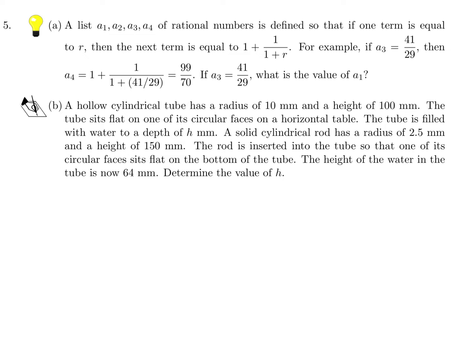A list A1 through A4 of rational numbers is defined so that one term is equal to r. The next term is 1 plus 1 over 1 plus r. For example, if A3 is 41 over 29, A4 would be 1 plus 1 over 1 plus 41 over 29, which is 99 over 70. If A3 is 41 over 29, what is the value of A1?